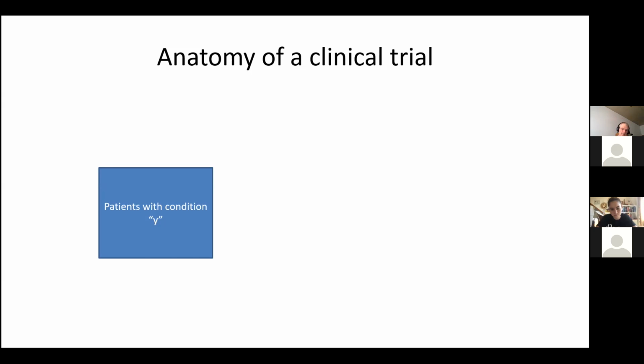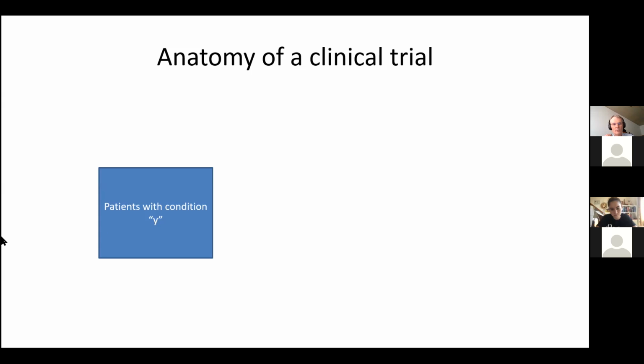Condition Y in the case of COVID-19 and exposure to someone with the virus would be that you have had an exposure to the virus but not yet contracted the disease. So that would be a patient with that condition.